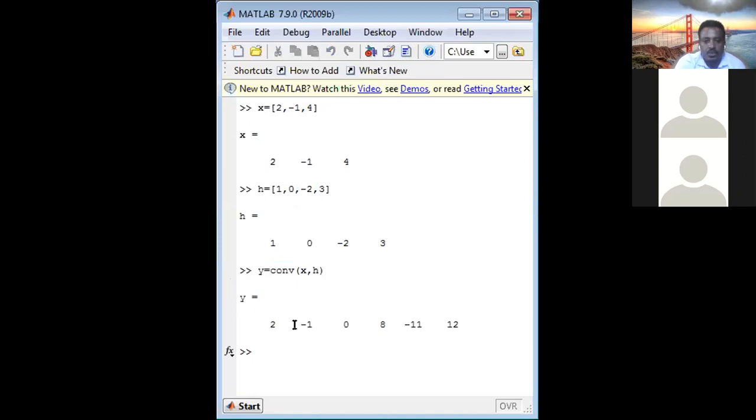It is what? 2, -1, 0, 8, -11, 12. Exactly, the exact answer we get in our tabular method. Okay, so in our tabular method, when you add this, it will be 2. When you add -1 and 0, it is -1. You will see here.